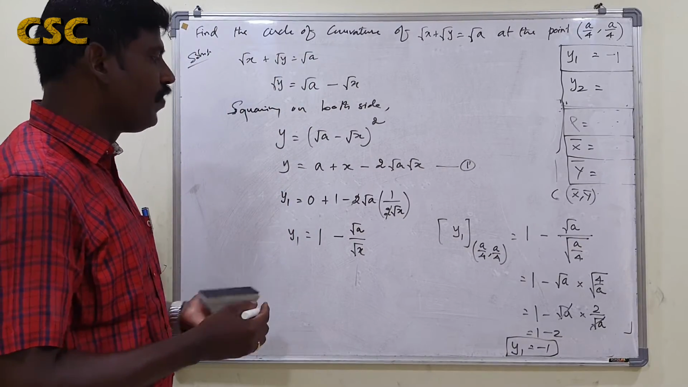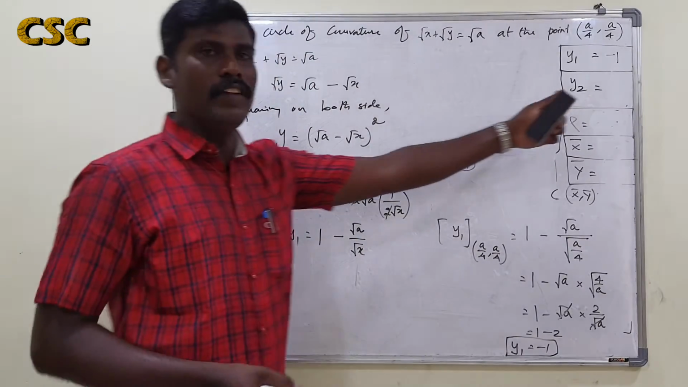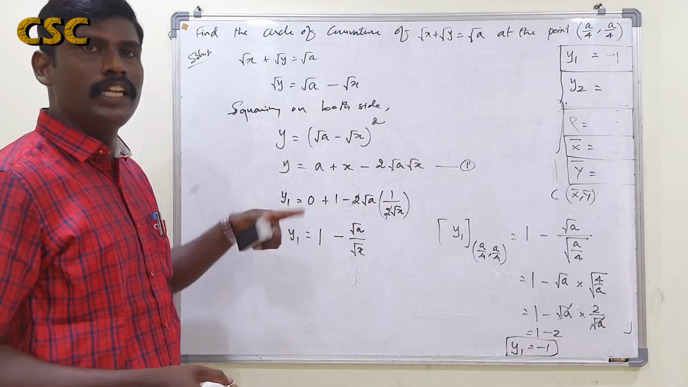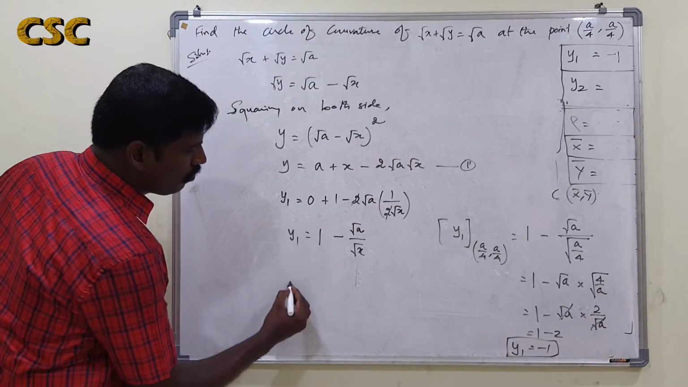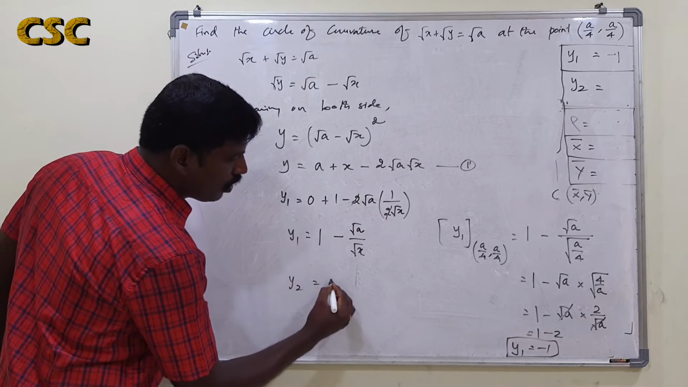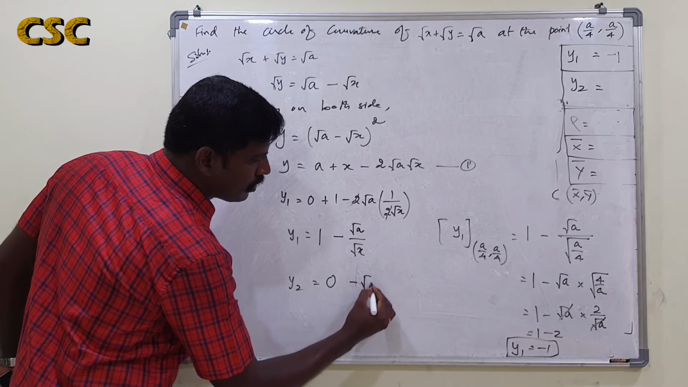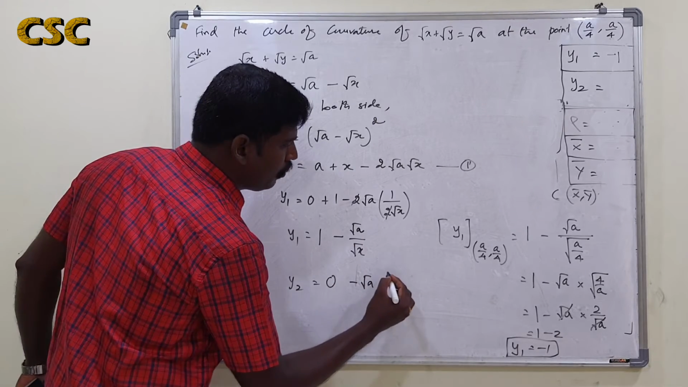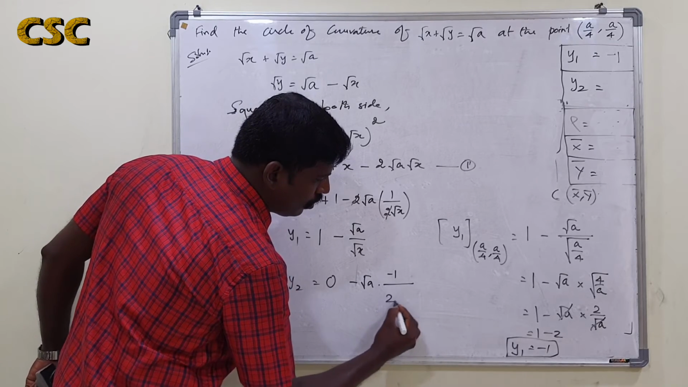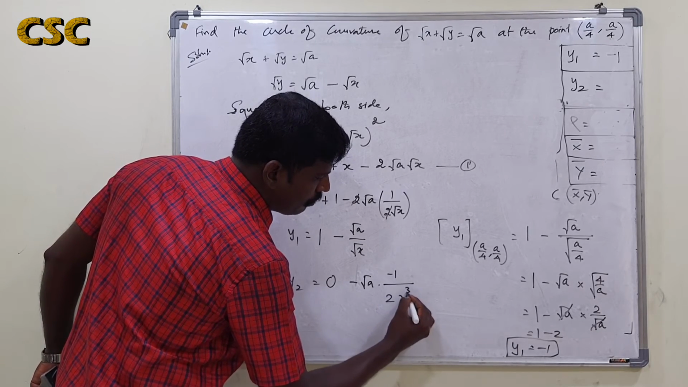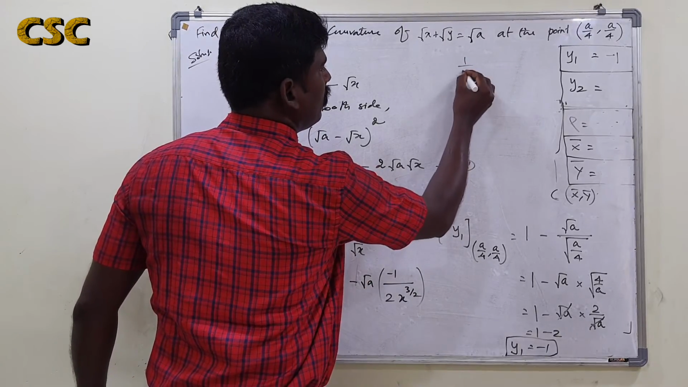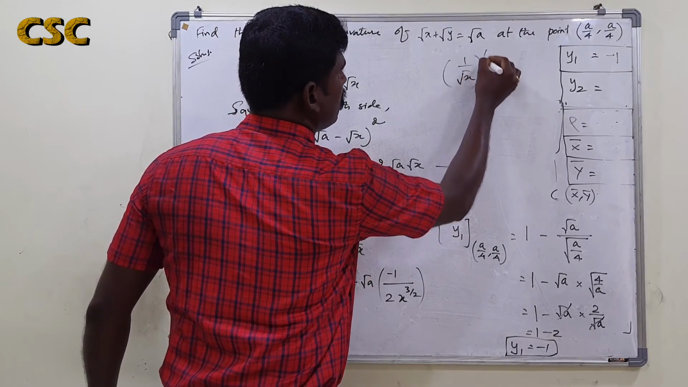How to find the value of y2? By differentiating y1 with respect to x once again. So y2 is equal to, differentiate this one with respect to x once again. This 1 becomes 0, minus root a is constant. What is the derivative of 1 by root x? It is minus 1 by 2 into x power 3 by 2.